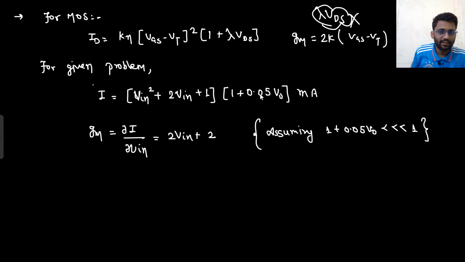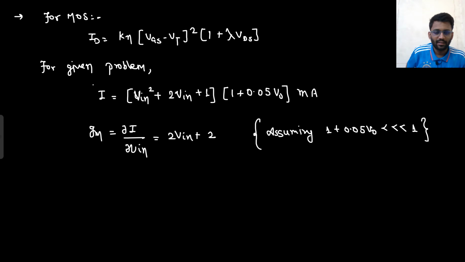Are you getting this point? Otherwise, this should have come common and then we should have differentiated it. But this was not the case. There also we ignored the lambda value while finding the GM, for a better calculation. So the similar thing we are doing here. We are assuming that 1 plus 0.05 V naught is very lesser than 1. Later on we can check whether the assumption is correct or not, whether we should make this assumption or not.